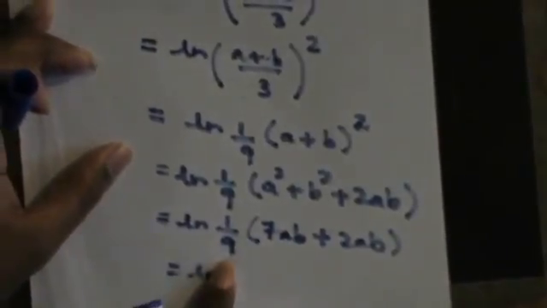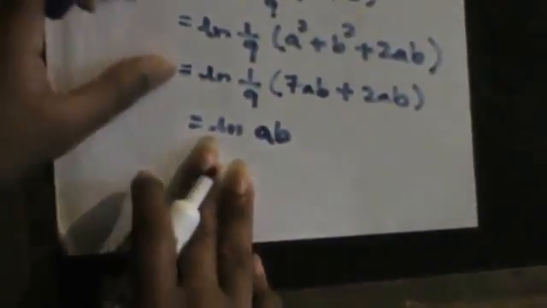So this is equal to ln of 1/9 times the bracket. So a squared plus b squared has been given as 7ab. So I can directly substitute that here. So that is equal to 7ab plus this 2ab comes here. So that will be ln of, 7ab plus 2ab is 9ab. So 9ab multiplied by 1/9 is equal to ab.